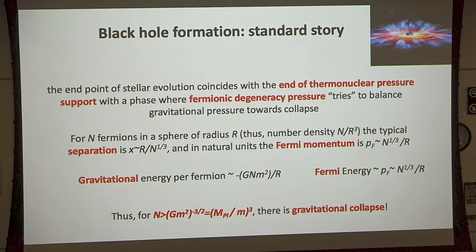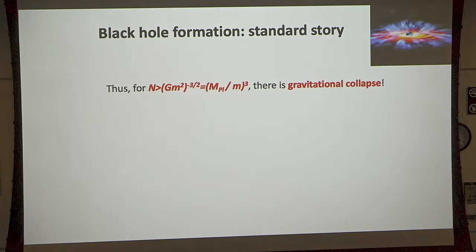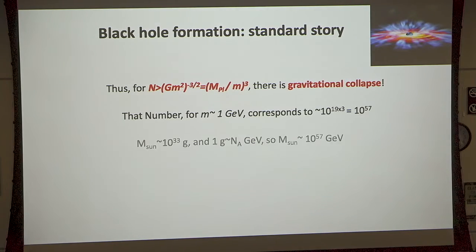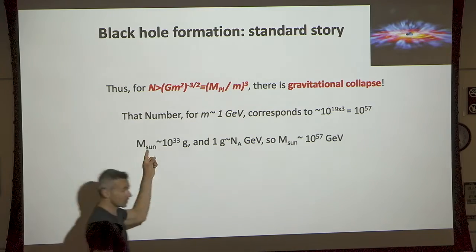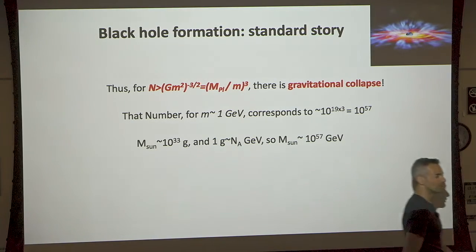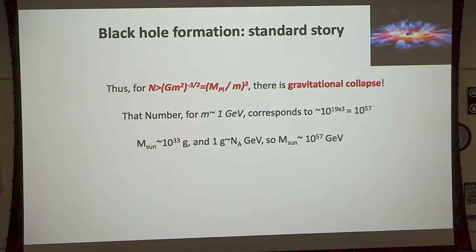And m is presumably a GeV for astrophysical objects. So you have 10 to the 19 cubed. What is that? It's 10 to the 57. 10 to the 57 is actually an interesting number because the sun weighs 10 to the 33 grams. And as we said in lecture number 1, a gram is about an Avogadro number of GeV, therefore of nucleons. So the sun contains 10 to the 57 nucleons.